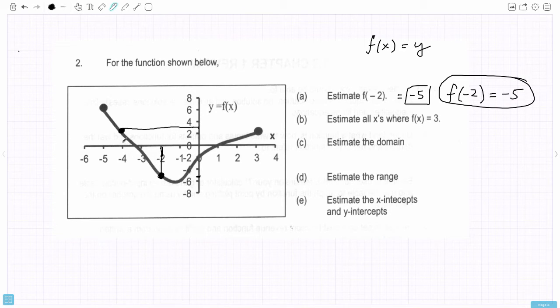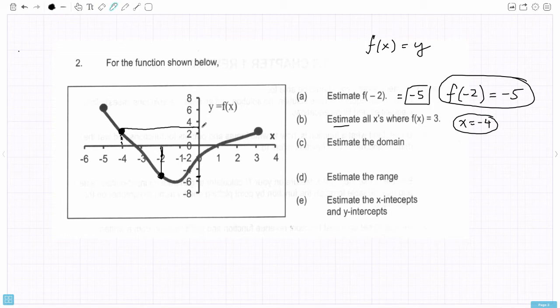Now the answer in the key says -4, and I can see why -4. I'm trying to make it come out to be -4. You may have estimated, I mean we're estimating here, and you may have estimated -4.1 or -4.2 or something like that. And I'm going to say that -4 is a reasonable estimate. So x equals -4 is my answer for B.